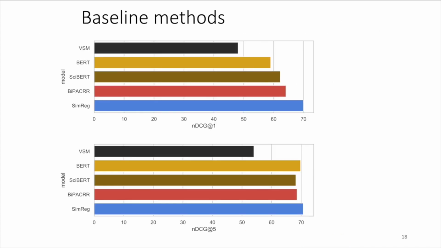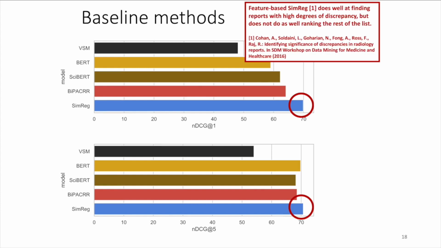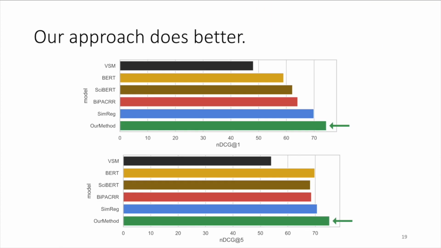We tried out a bunch of different baseline methods, including the vector space model, using BERT and SciBERT as a classifier, using BiPACRR, and using SimReg, which is a feature-based approach that identifies reports with high degrees of discrepancy. We found that our approach outperformed all of these other approaches, by a pretty significant margin. So we see here using NDCG at 1 and NDCG at 5, simulating a resident who is looking at the top reports.